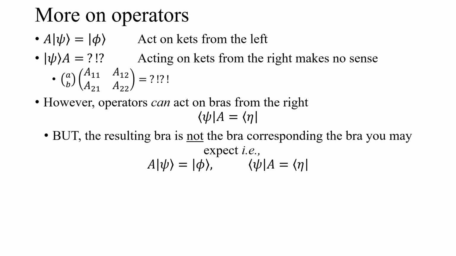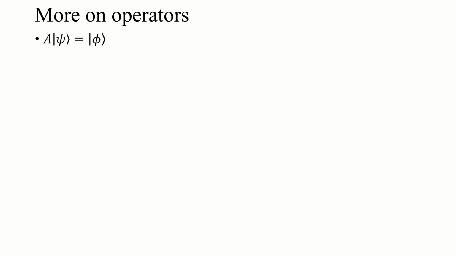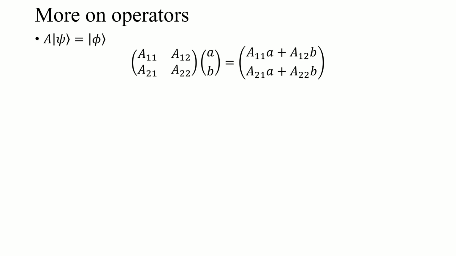So if we have the operator A acting on the ket psi and forming some new ket phi, or if we have the bra representing psi being acted on by that same operator A from the right, forming a new bra eta, that eta does not necessarily correspond to the resulting ket phi, right? You can see this again in the matrix representation. If we have some general operator A acting on some ket, which is represented by this column vector, we get a column vector that looks like this.